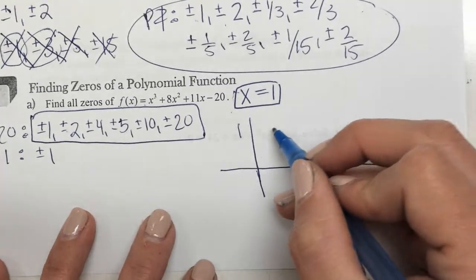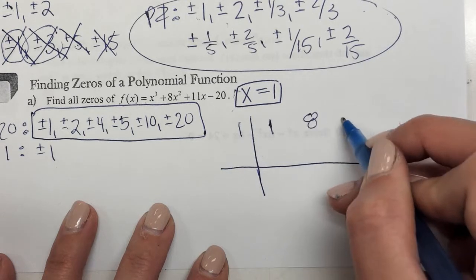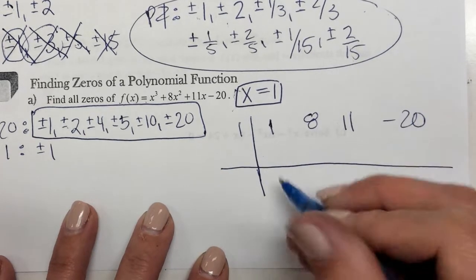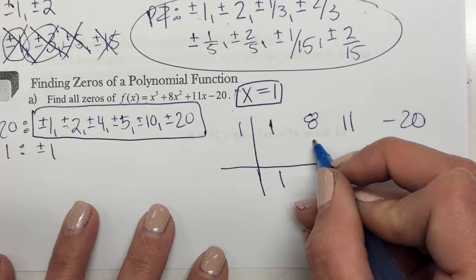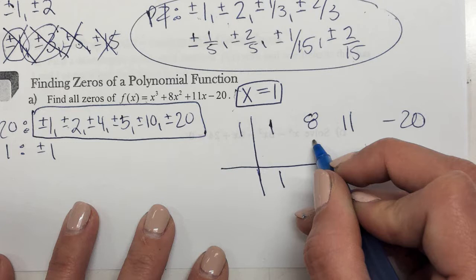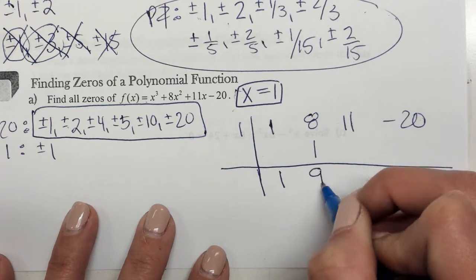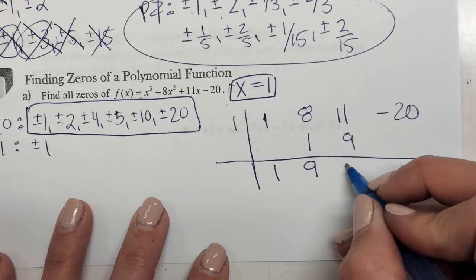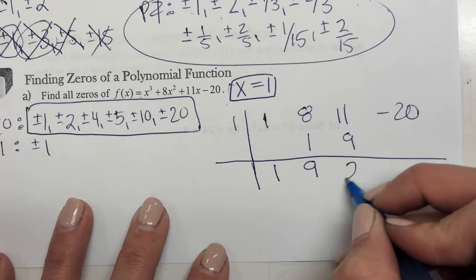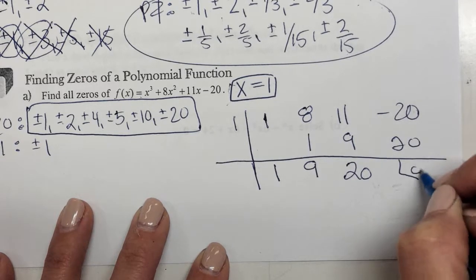What are our coefficients we'll put up here? 1, 8, 11, negative 20. Good. Kaya, what goes right here? 1. Cade, what goes right here? 1. Kayla, what goes right here? 9. Logan right here? 9. Megan right here? 20. Good. Justin right here? Good. So the remainder is 0.